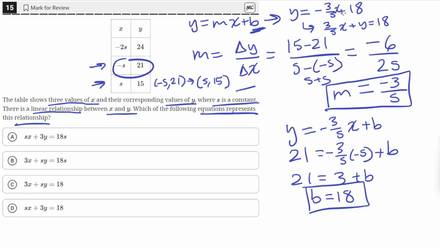And then it seems they also got rid of the fraction in front of x by multiplying both sides by s. So we'll have 3x plus ys equals 18s. So that means our final equation is 3x plus ys equals 18s. And if we look at the answer choices, that is equal to answer choice B: 3x plus sy equals 18s.